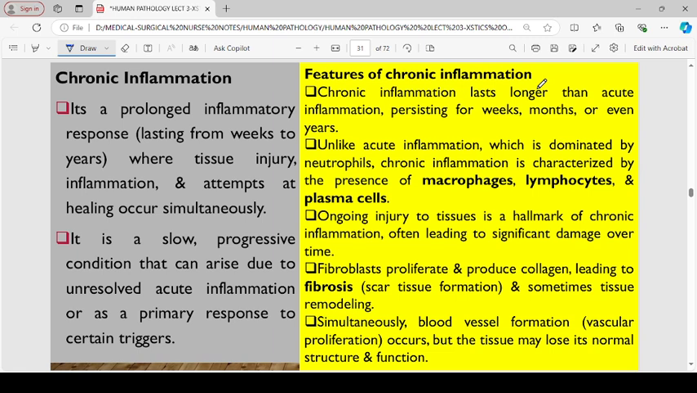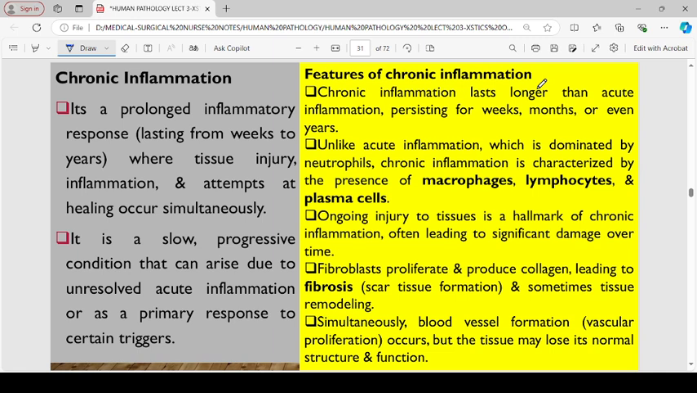Chronic inflammation normally lasts longer than acute inflammation, and we have said it could persist for weeks, months, or even years. Unlike acute inflammation, which is dominated by neutrophils, chronic inflammation is characterized by the presence of macrophages, lymphocytes, and plasma cells.